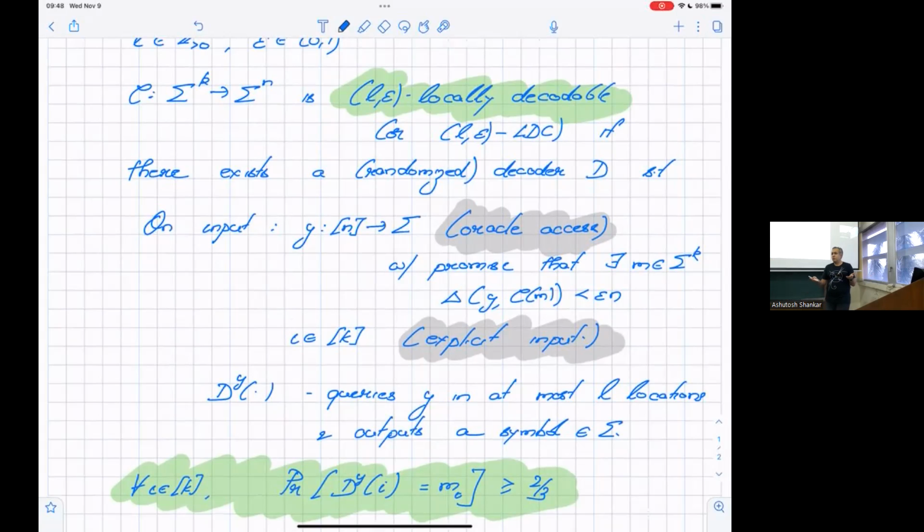You don't want to spend so much time each time you want to read a particular book in the library. If I want to read only one part of the original message, I should not have to decode the entire codeword. You want to be able to decode just a small part of the codeword because you want to read only a small part.